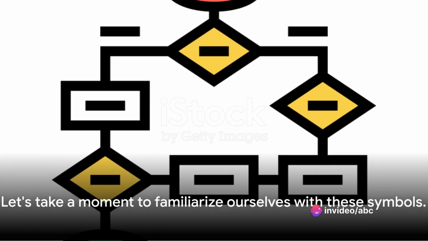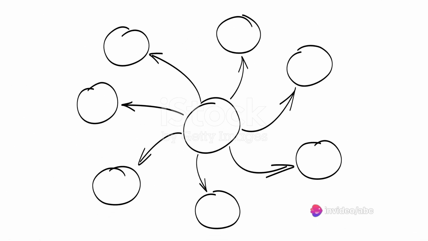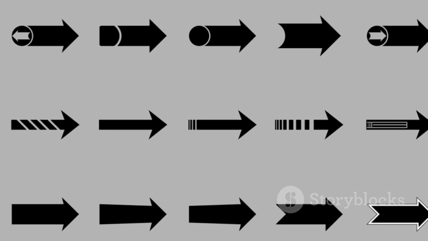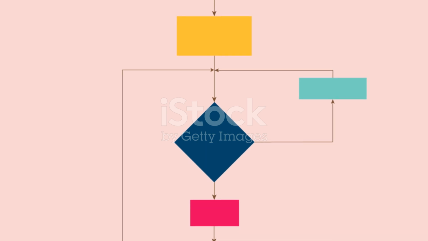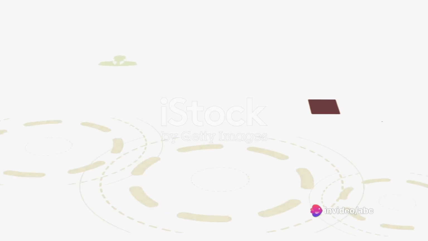Let's take a moment to familiarize ourselves with these symbols. We have the oval, marking the start or end of a process. Then there's the rectangle, signifying a task or action to be performed. Up next is the diamond, a symbol for decision points, where the flowchart branches out based on a condition. Lastly, we have arrows, directing the flow of the process. These symbols serve as the building blocks of our flowchart, shaping the narrative of our process.